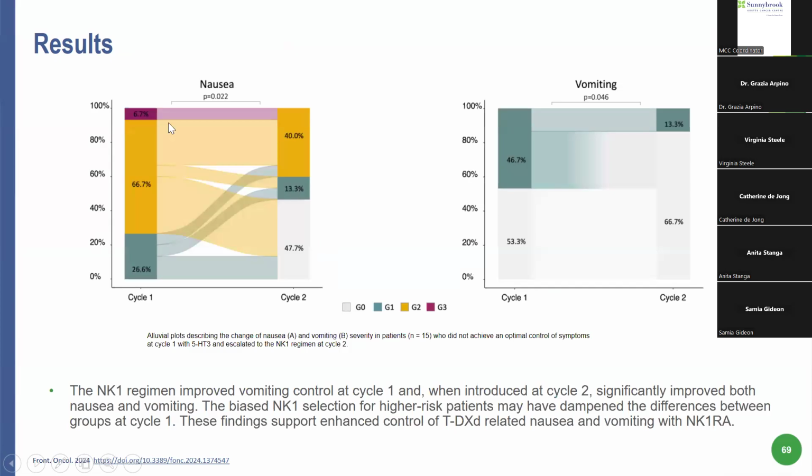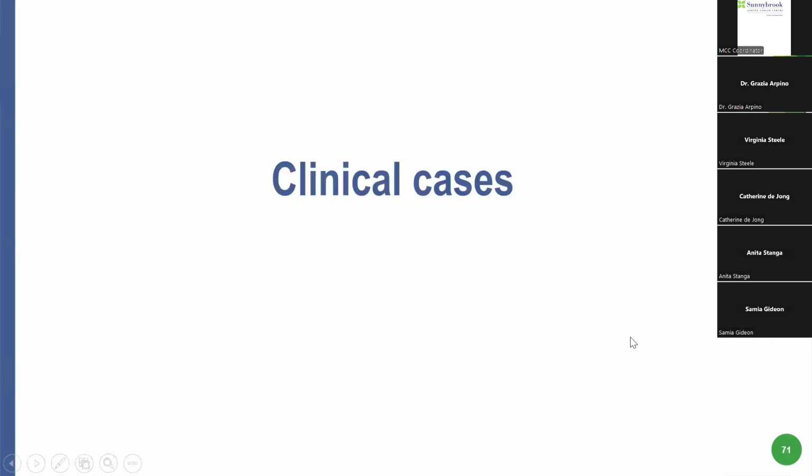And importantly, if we don't use an NK1 inhibitor on cycle 1 and you put it on cycle 2, you get an improvement at that point. So it really works anytime you add it on the top of your antiemetic therapy, the drug seems to work. Same thing about vomiting. And now let's move on to the clinical case.